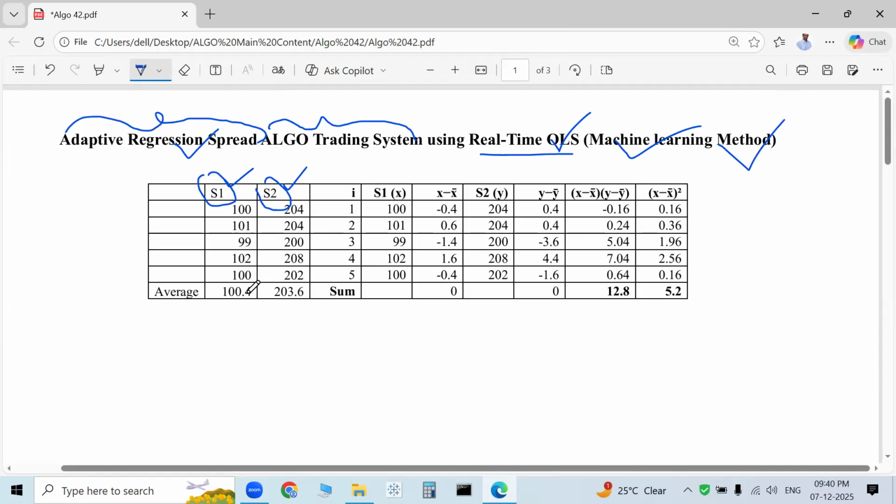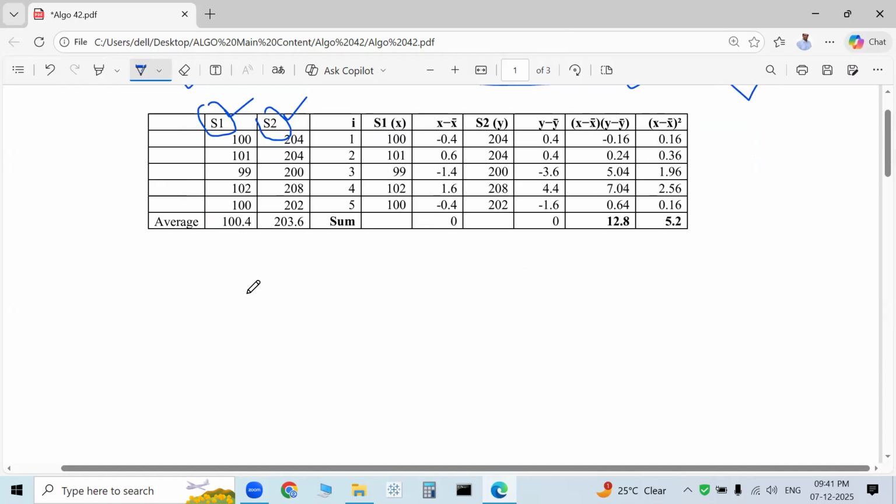So let me tell you first the idea behind this algo trading. What is the core mathematics, or the core idea involved in this kind of strategy? Then I'm going to show the complete calculation and the simulation of the spread. So first, let me make you understand what this algo trading strategy is.